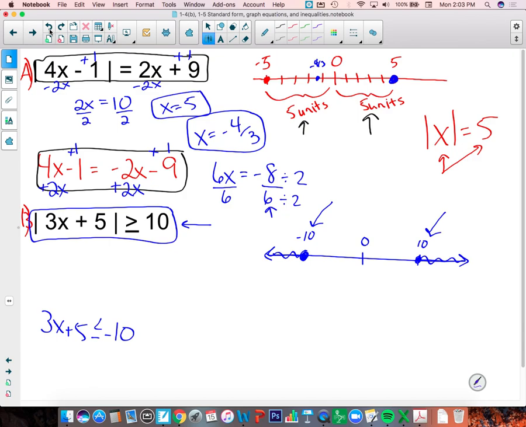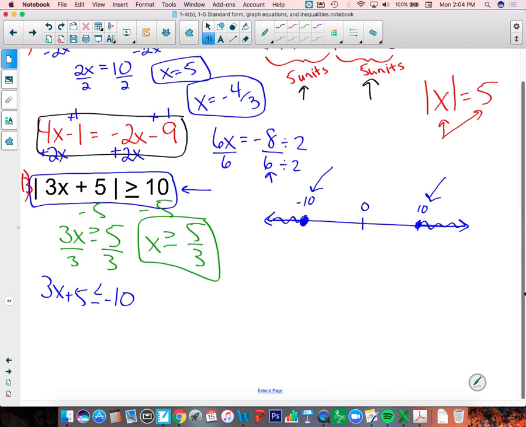So once you have your two equations set up, go ahead and solve that like you would a normal inequality. Okay? So steps here, just like before, are pretty much the same. Okay, so minus 5, I got 3x is greater than or equal to 5, divided by 3, that x is greater than or equal to 5/3. Okay, that's one answer. We need the other answer now. All right, minus 5, so we get a little bit different answer here. 3x is less than or equal to negative 15. Divide by 3, we get x is less than or equal to negative 5.